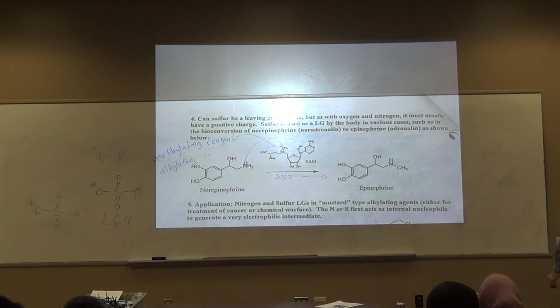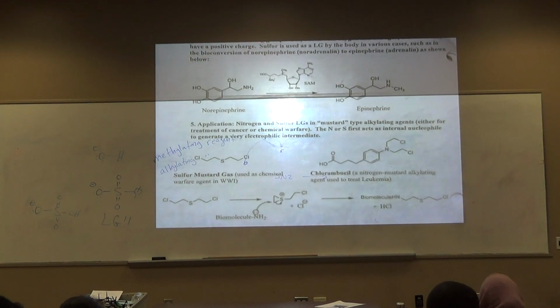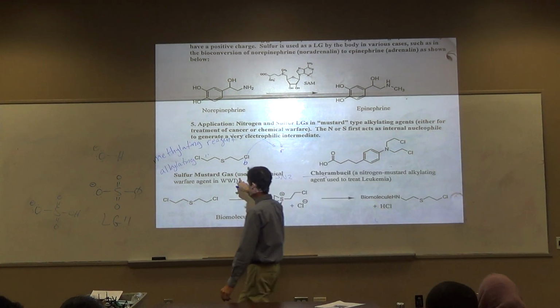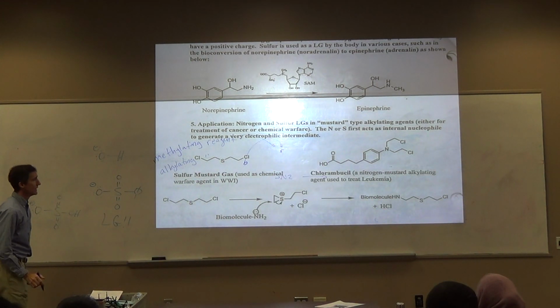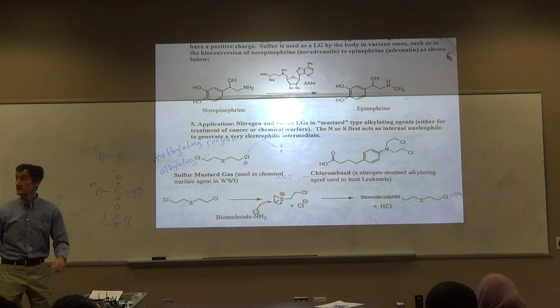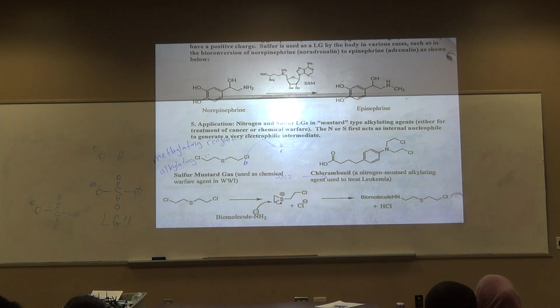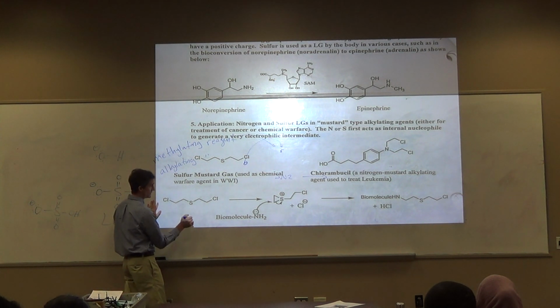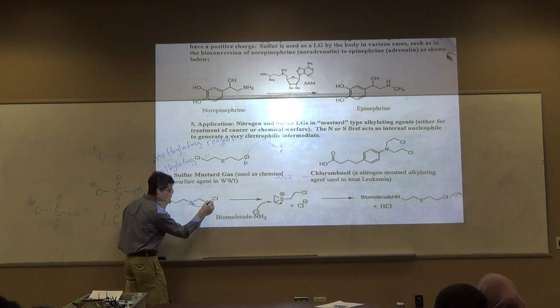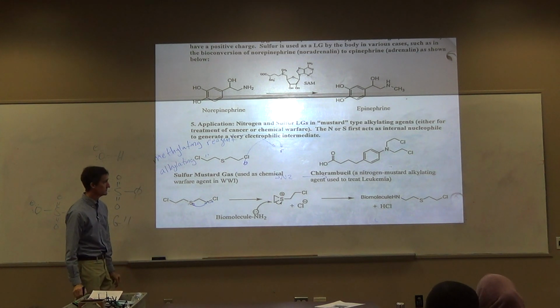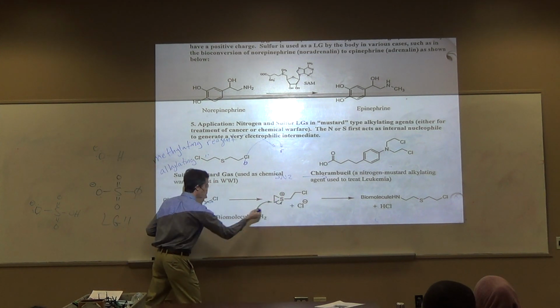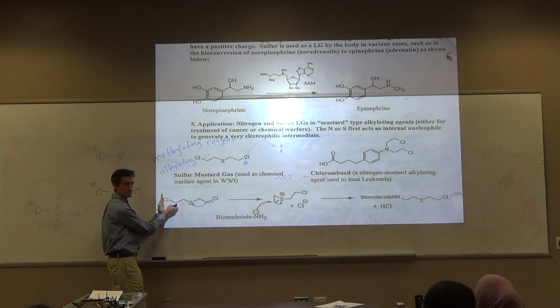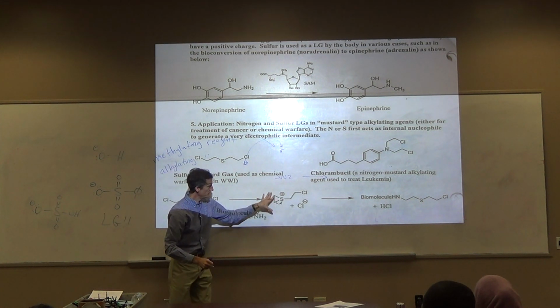Okay, let's finish up here, guys. Nitrogen and sulfur leaving groups. An application here. Ever heard of sulfur mustards? Very toxic. Used as war gases, unfortunately. This sulfur here comes in and kicks off the leaving group. Here I did it on the other end. I could have done it this way as well. And it makes this three-membered ring.